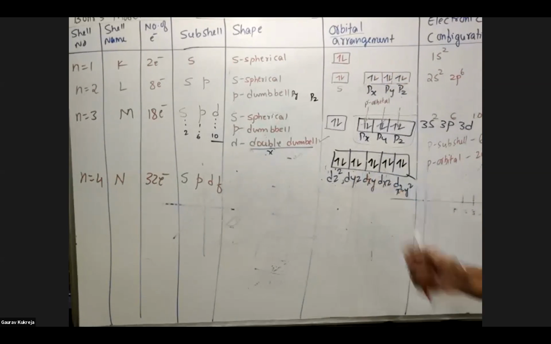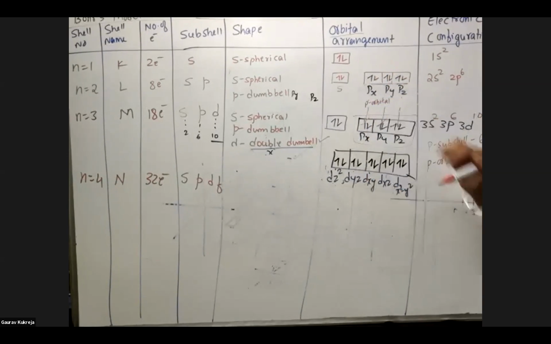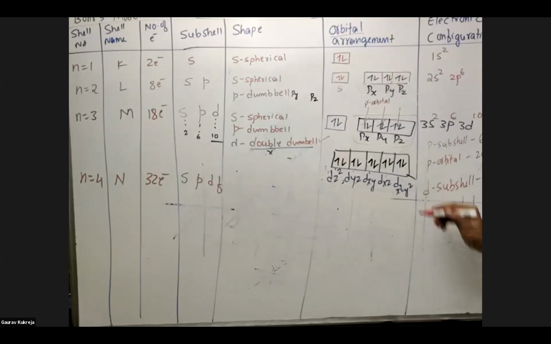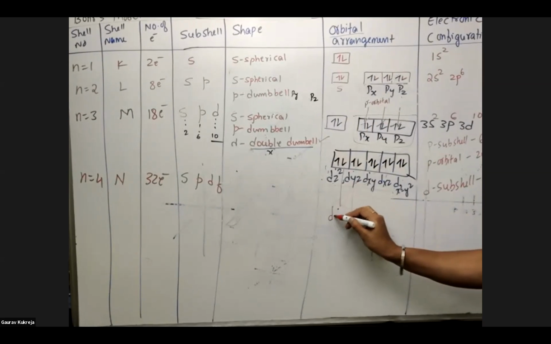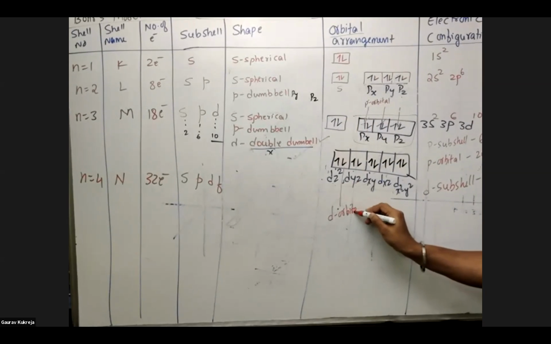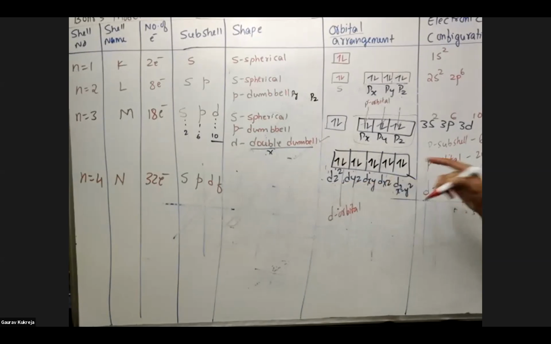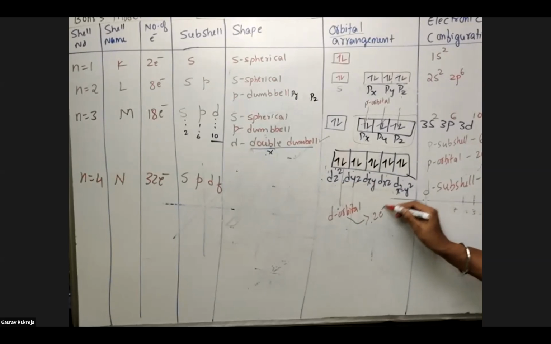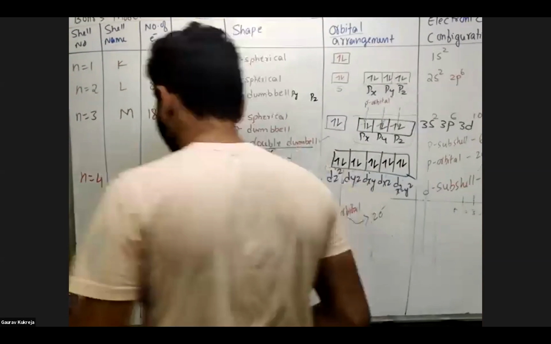Same goes for D also. Collectively 5, if you want to say, then you just say D subshell. When you say D subshell, maximum 10 electrons can be occupied. Now individual, if you want to talk about individual box, then talk about D orbital. They simply don't mention the axis or plane, that's it. So whenever you say D orbital, you can expect only 2 electrons there. That difference you have to know.